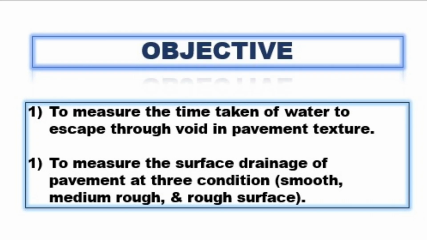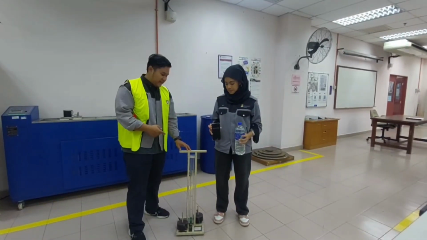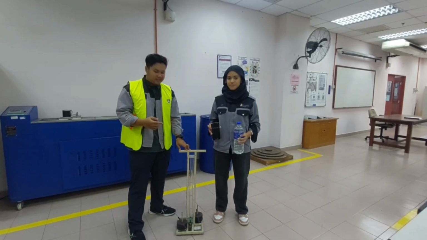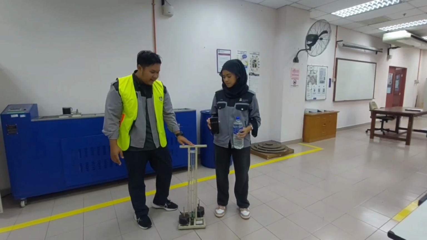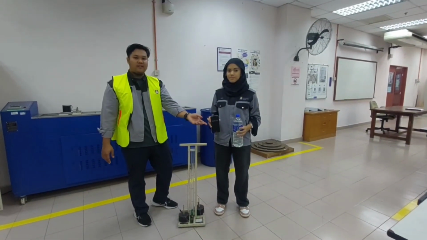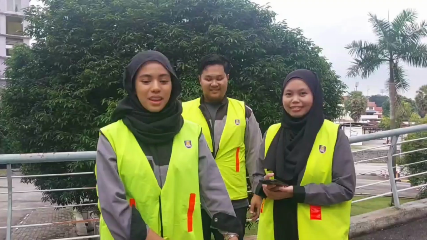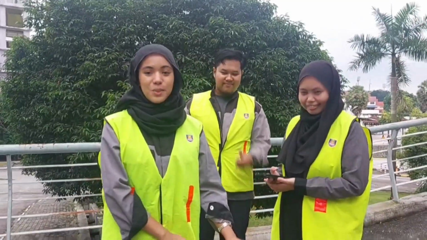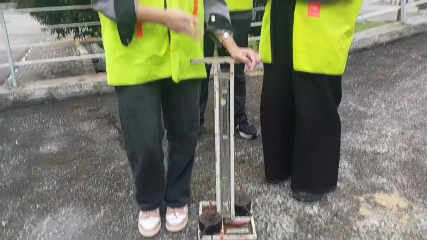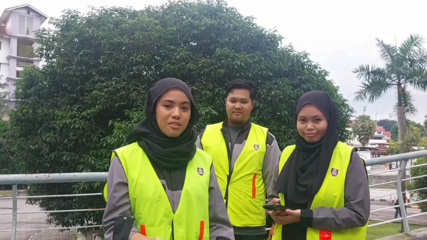This is the objective of the outflow meter test. So this is the apparatus for the surface drainage test. This one is the outflow meter, and then we also need a stopwatch and also water to fill up the outflow meter. For this surface drainage test, we need to conduct it at 3 different types of surface: smooth, medium rough and rough surface.